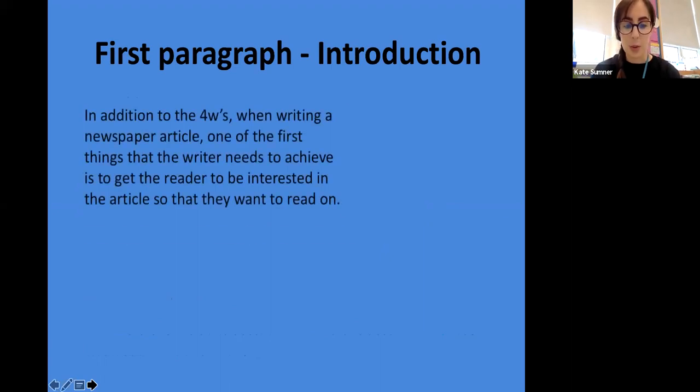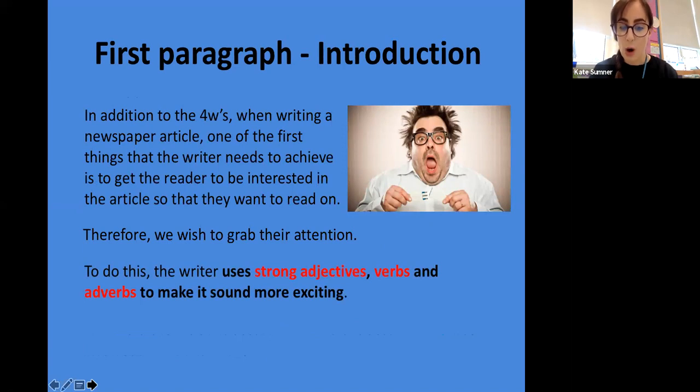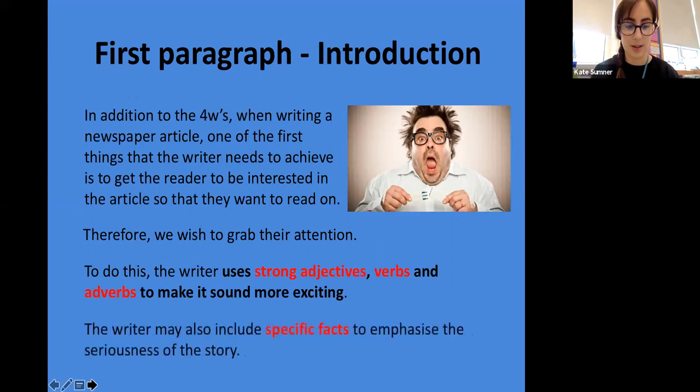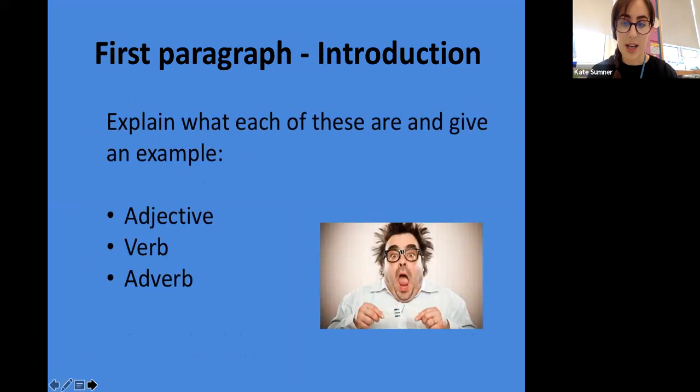Now, you also want to add in strong adjectives, verbs, and adverbs in the introductory sentence. And you also might want to add in some facts as well. So, can you tell me what an adjective, a verb, and an adverb is? We should all know what an adjective is. Easy peasy, we've been doing that since year 1. But do you think we can remember what a verb and an adverb is? Particularly the adverb. Sometimes that one, we forget that one, don't we? Because we learned that one just this year.